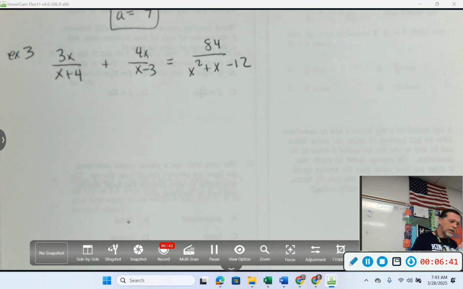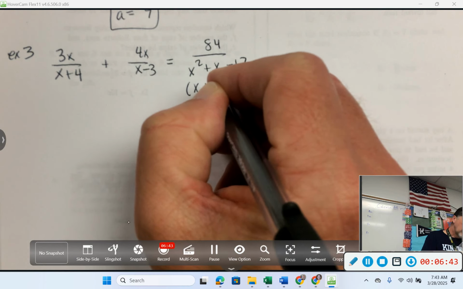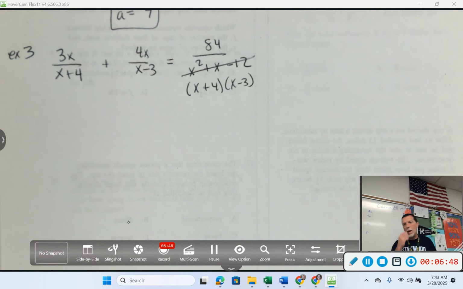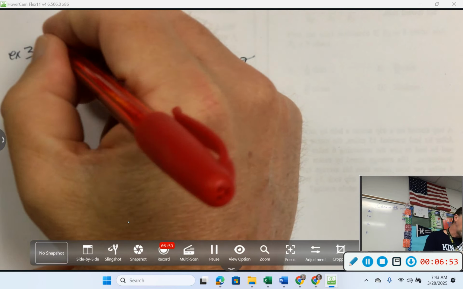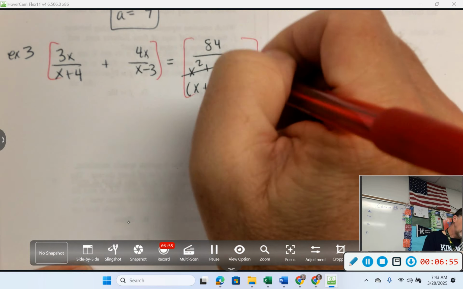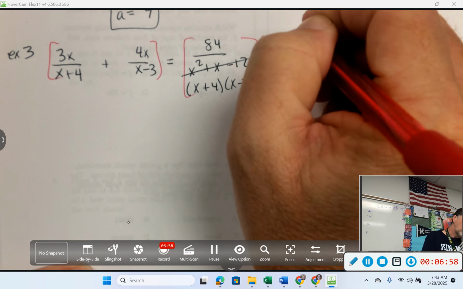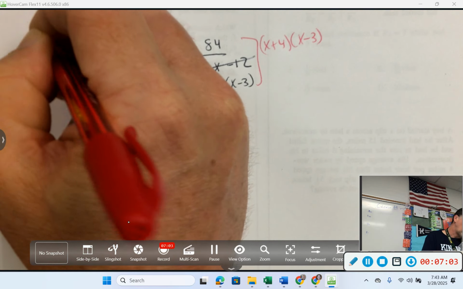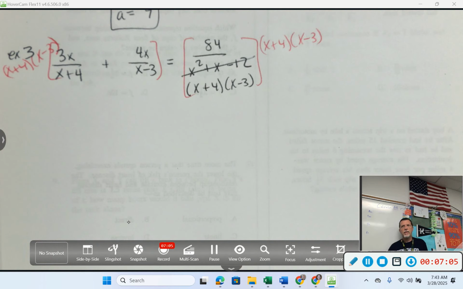Factor that last term. Conveniently enough, you get the factors that have already shown up in the other parts of the problem, so that's good. So what should I multiply everybody by? X plus 4 and x minus 3. Again, it's dangerous to not show that second step where I write that on every single term. It just takes a while to do it. Most of you are fine without it.